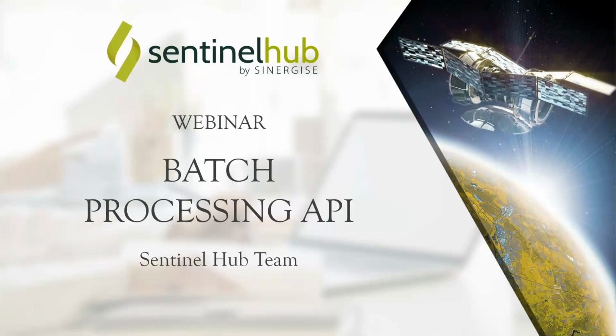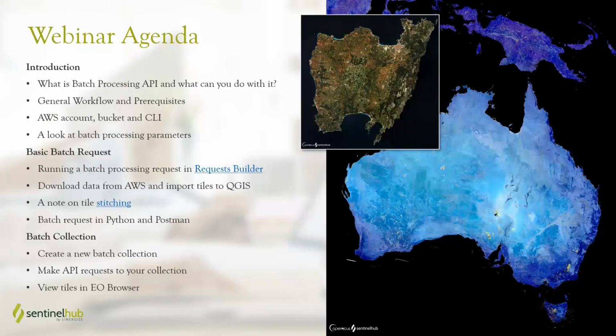Hi everyone, welcome to the Batch Processing API. Today we're going to check everything about the Batch Processing API, which is our service which you can use to process huge amounts of satellite data. This can mean either processing very large areas or very long time spans, or both of those.